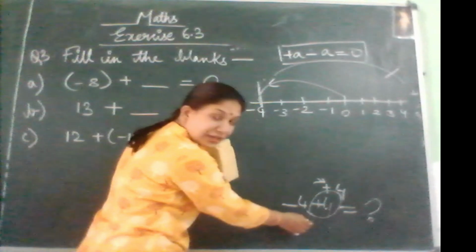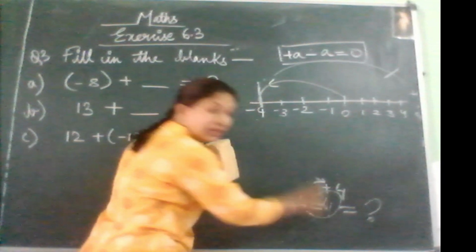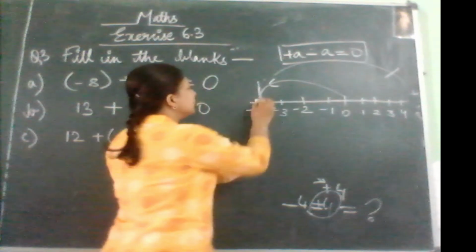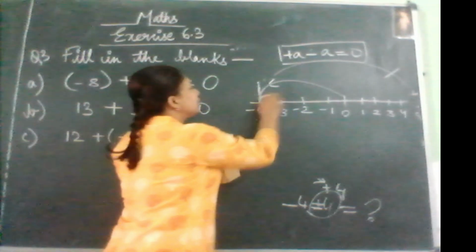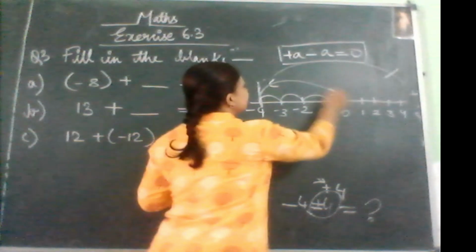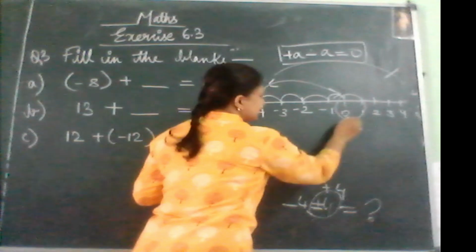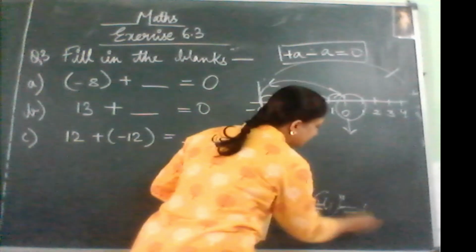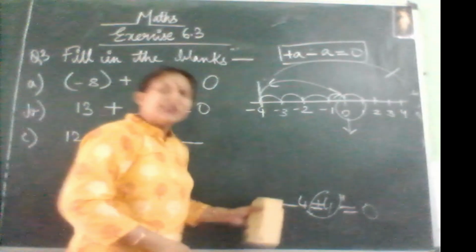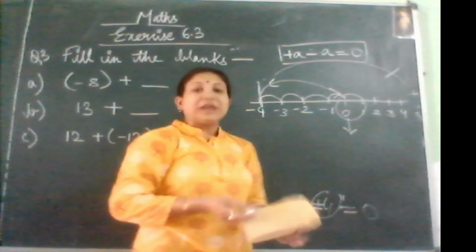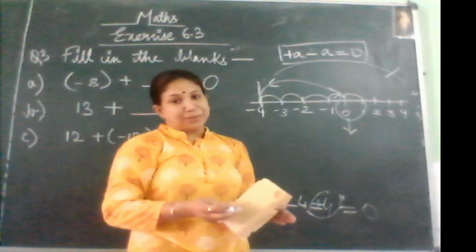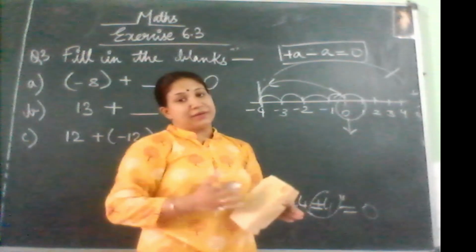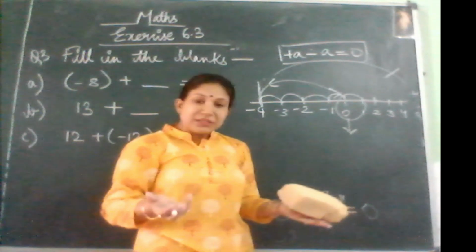Which side? Which direction? It is plus sign. That means towards the right. So 4 steps towards the right. 1, 2, 3, 4. Where I have reached? 0. What is the answer of plus 4 and minus 4? 0. Understood? And this you already know that a same number if you take, you subtract and add, what will you get? You will get 0.